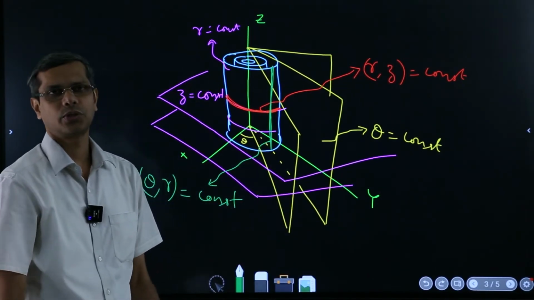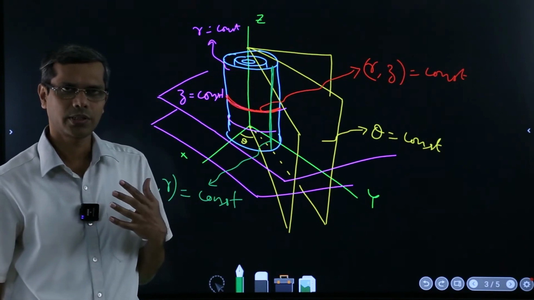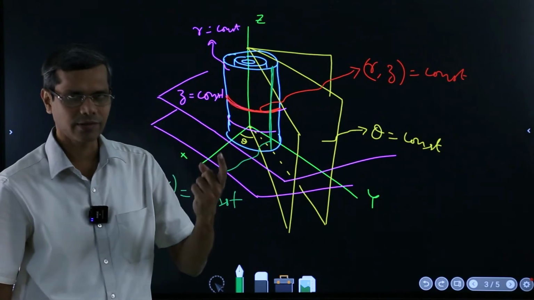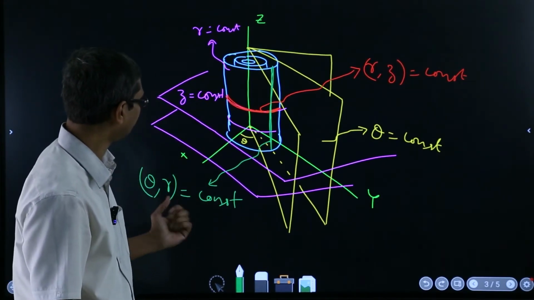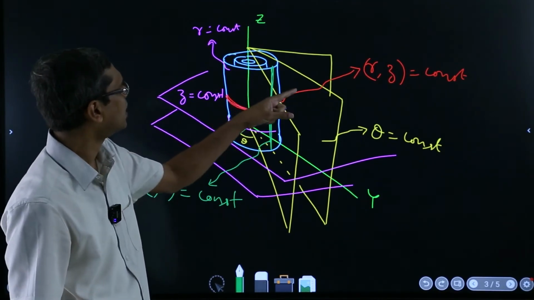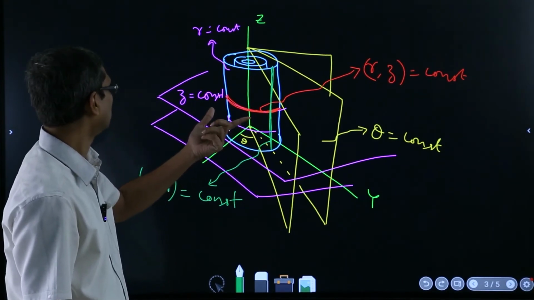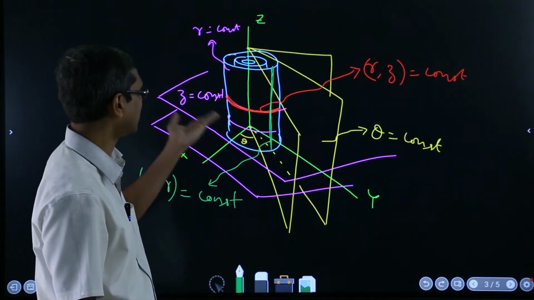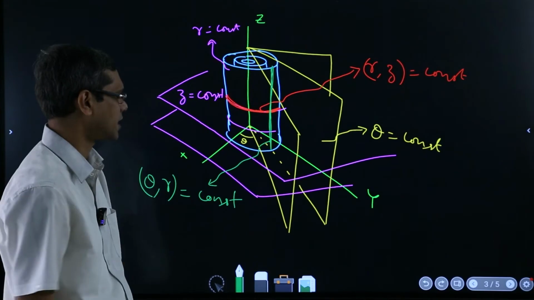That is how you should visualize it: when you are using a particular coordinate system, what are the level surfaces, and what are the lines or curves on which these level surfaces intersect with each other. Similarly, this is theta and r, that is r and z, and what remains is z and theta. Theta and z can intersect at particular curves where only r will change.